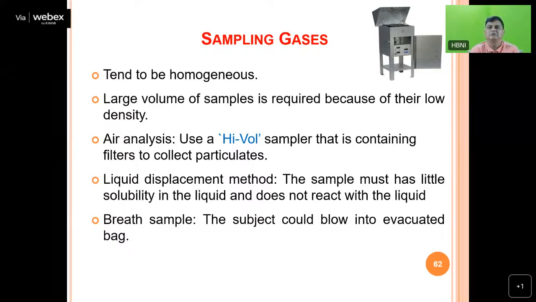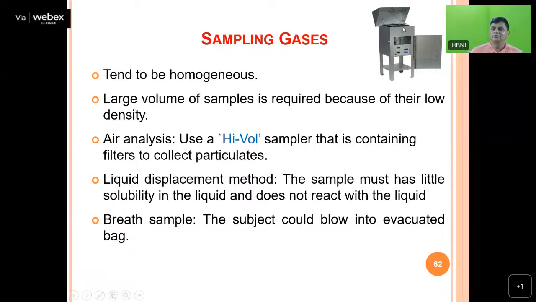So these are the high volume samplers, cyclonic based samplers. On the top of it there is a glass fiber filter paper, and the particles less than 10 microns will be collected on the filter paper, and then there is a collection water.